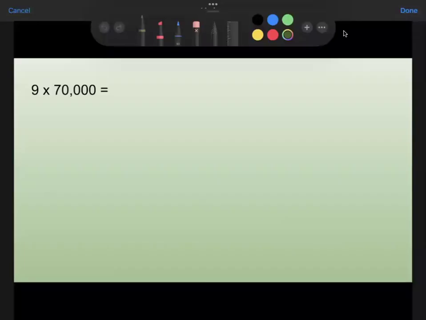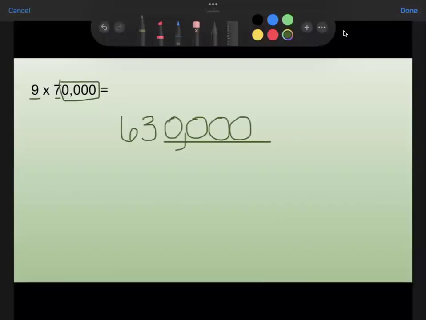Okay, here's another example where we could use the trick: 9 times 70,000. So I'm going to focus on 9 times 7, which is 63. And then I'm going to leave some space at the end for me to add zeros. Now the 9 didn't have any zeros, but the 70,000 had 4 zeros. So I need to add all 4 zeros to the end. 1, 2, 3, 4. Then I'll go ahead and place my commas, and I'll end up with 630,000.